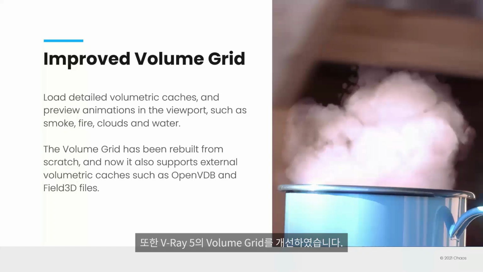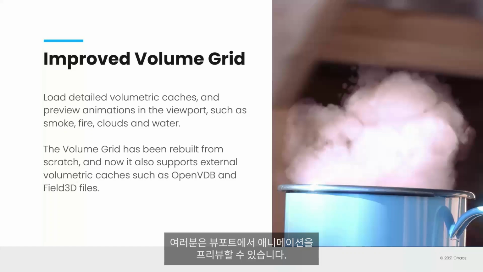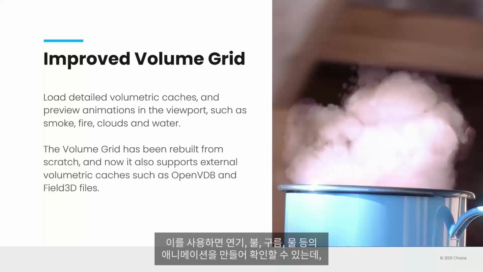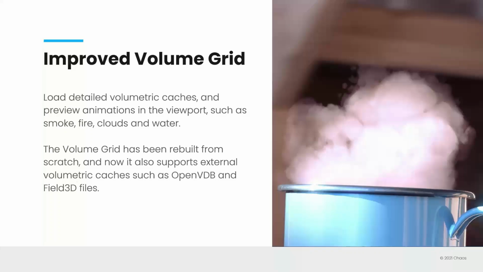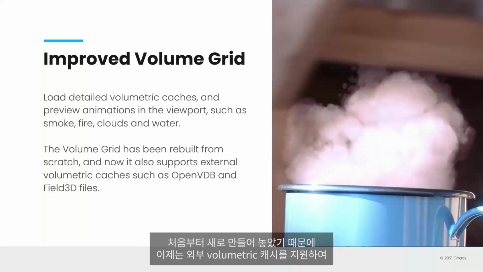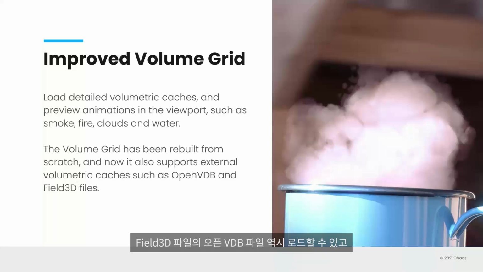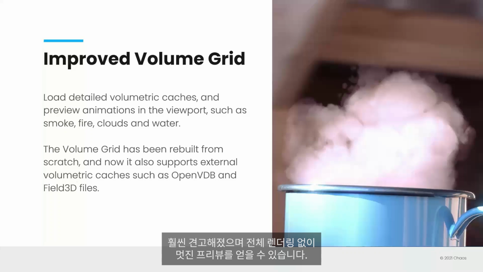We've also improved the volume grid in V-Ray 5. So we've basically updated it now so that you can preview animations in the viewport, and this will allow you to create and view animations of smoke or fire, clouds or water. So basically you can load in any volumetric caches and get a really nice preview without having to render. We've basically rebuilt it from scratch. So it also now supports external volumetric caches, so you can load in OpenVDB files or Field3D files as well. So again, just much more robust and able to get you some really nice previews now without having to do a full render.